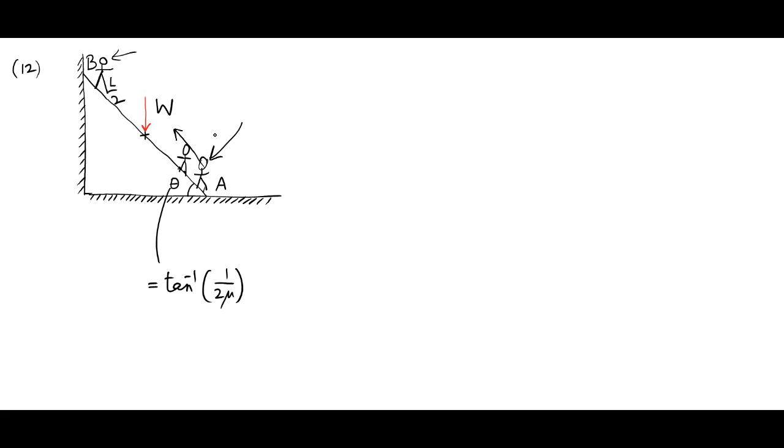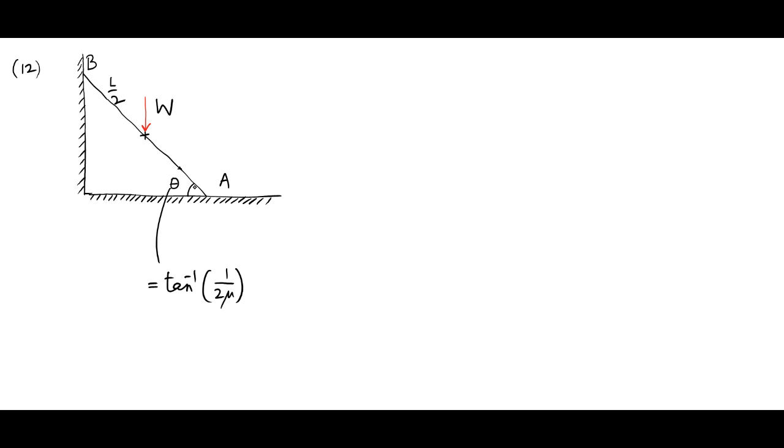The question itself implies that beyond a certain distance, the ladder is going to slip, because we have to find the maximum distance the man can ascend without disturbing the equilibrium. So once again note, theta is not changing in this problem. It is tan inverse 1 upon 2 mu, where mu is the static friction coefficient between the ladder and the floor. So that's fixed. But what is changing is the fact that the man is climbing up, so his distance from point A is changing.